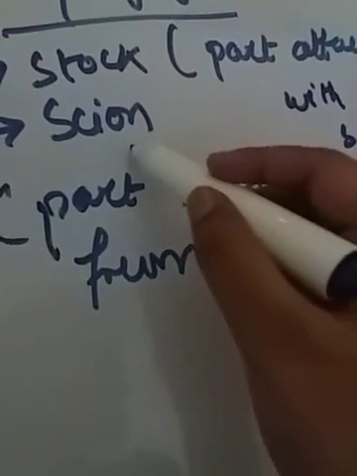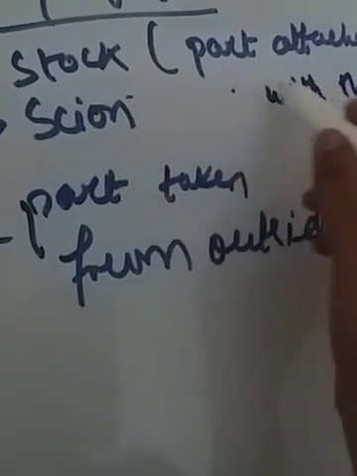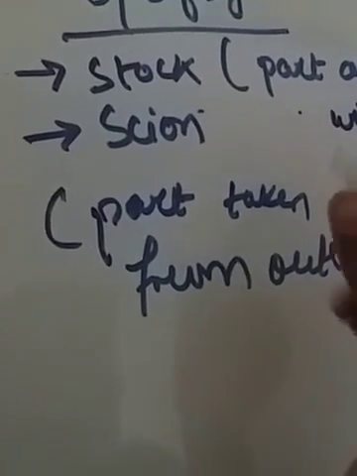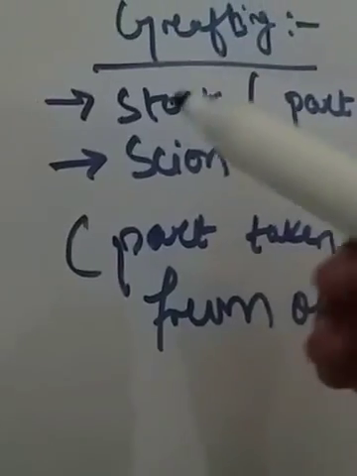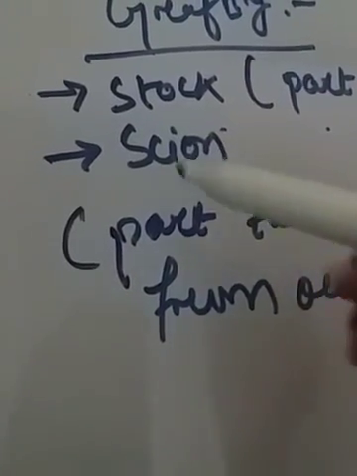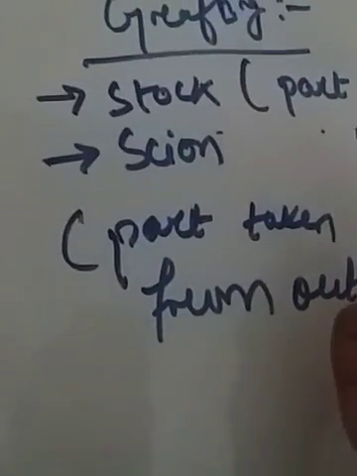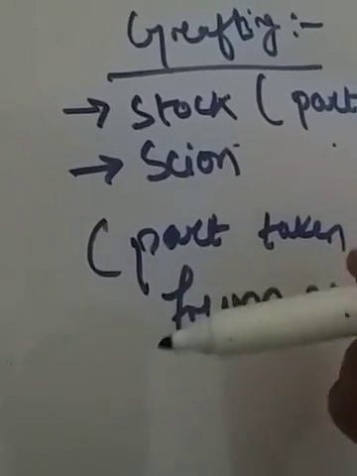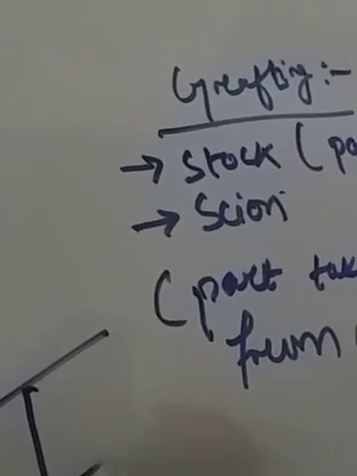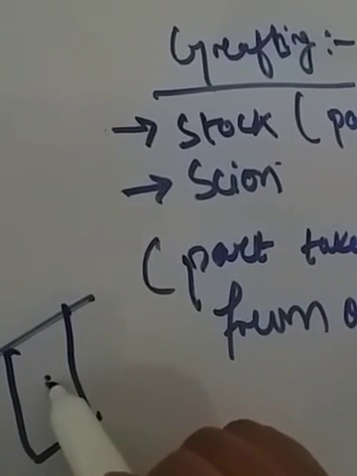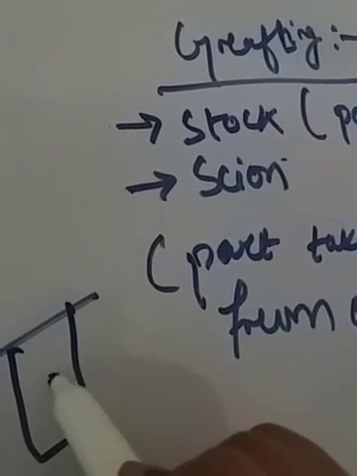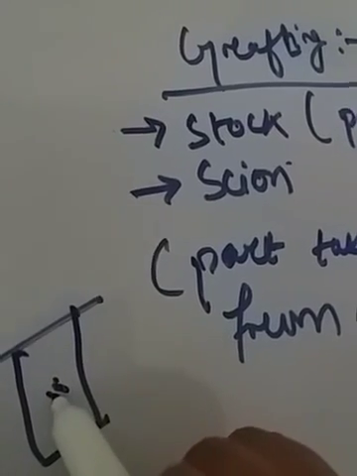The part taken from outside is the scion, and the stalk is the part attached to the soil. So the question arises here: can you tell me which one is quantitative and which one is qualitative among these two? Simple answer: the stalk is quantitative because it is the part attached to the soil, so it covers the quantity. How much quantity can it keep within itself? So it should be quantitative.